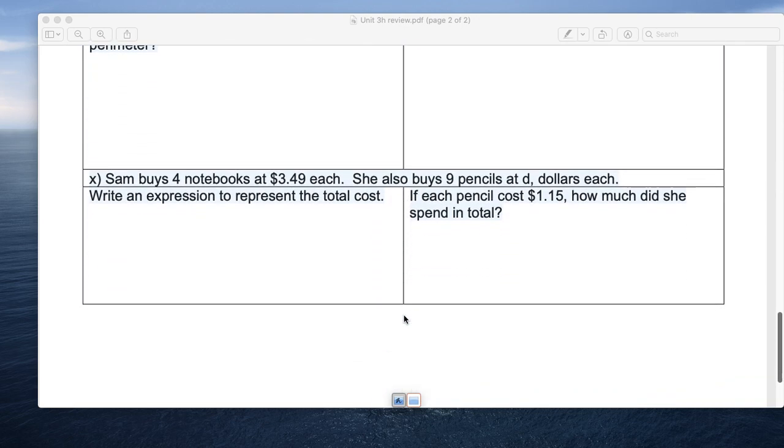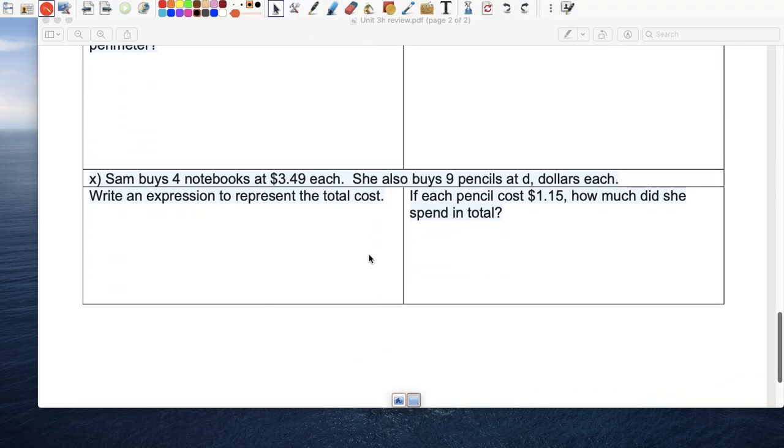Sam buys 4 notebooks at $3.49 each. She also buys 9 pencils at $3. So 4 notebooks that she buys, and each notebook is $3.49. Plus, she buys 9 pencils at how many dollars each? Oh, they're each $3. Write an expression to represent the total cost.